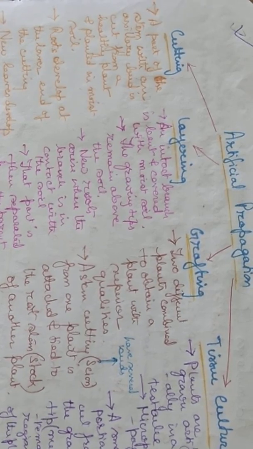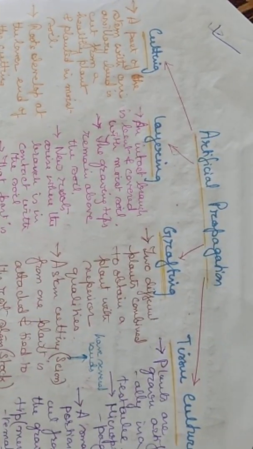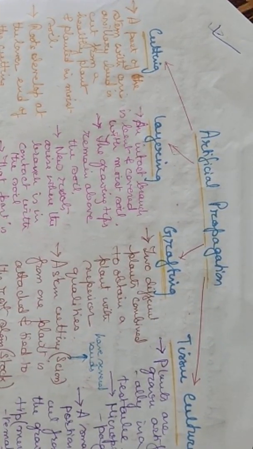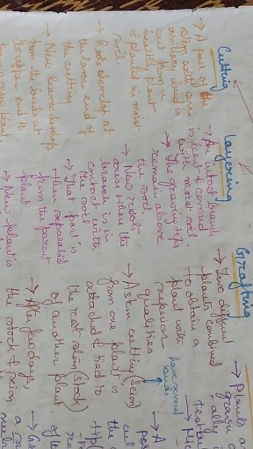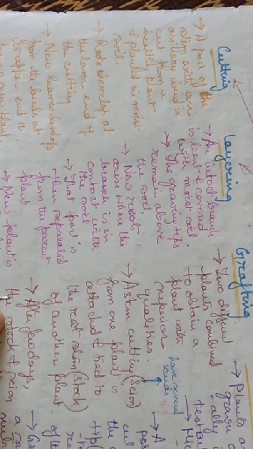Now first is cutting. Four methods are there: cutting, layering, grafting and tissue culture. So first let me discuss the cutting method. Here a part of the stem with an axillary bud is cut from a healthy plant, and that part of the stem is planted in moist soil.